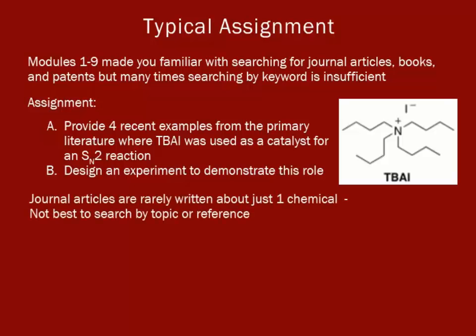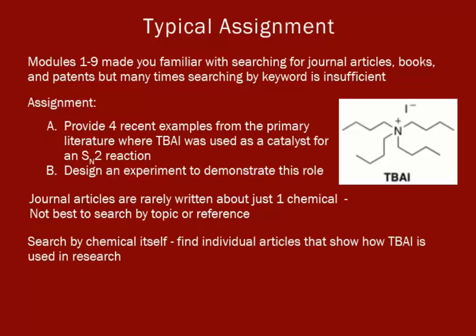Unfortunately, journal articles are rarely written about just one chemical compound, so exploring by topic or reference won't turn up anything relevant. You'd have much better luck if you could search by the chemical itself and come up with a set of articles that use it in their experimental section. This effective searching strategy will be covered in the next 2 modules.